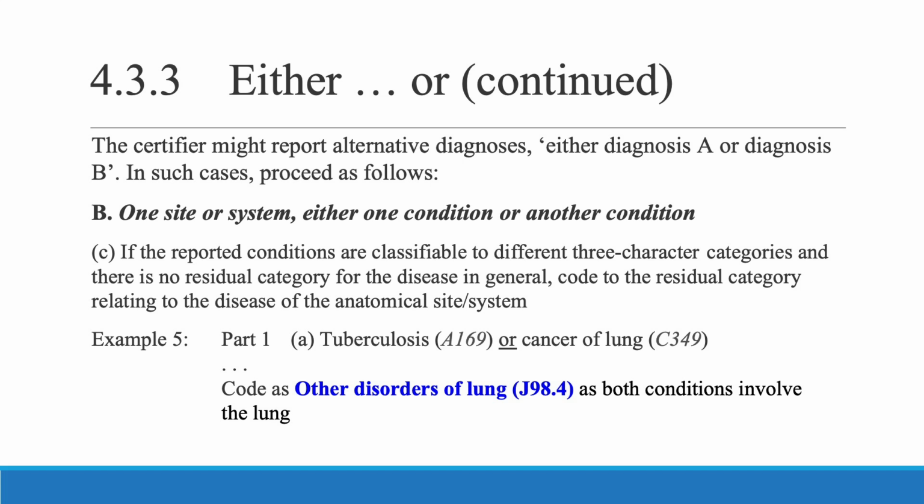This last scenario, where either or mentions one site or system, but the conditions reported are not in the same 3-character code or even in the same block of codes, one thing that can be inferred is that the two conditions are of one site or system and can therefore be coded to the residual category relating to the disease of that anatomical site, or as other diseases of lung, J98.4.